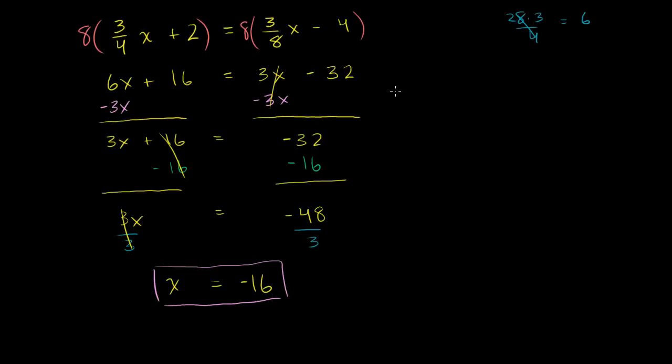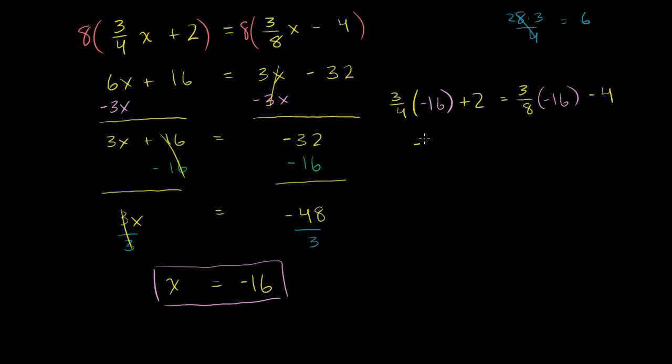We get 3 over 4 times -16 plus 2 needs to be equal to 3/8 times -16 minus 4. So 3/4 of 16 is 12. And you could think of it this way. What's 16 divided by 4? It is 4. And then multiply that by 3. That's 12. It's multiplying a fraction. So this is going to be a -12.